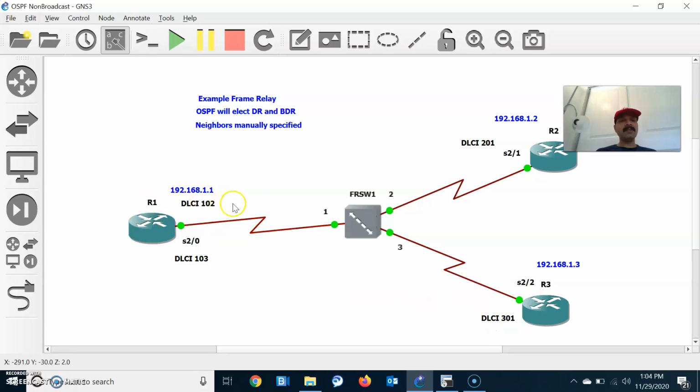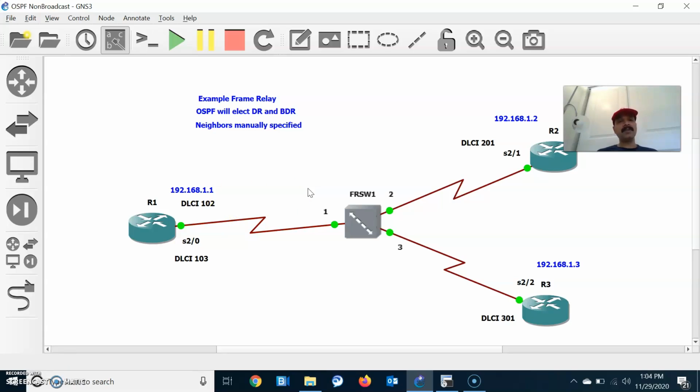So the DLCI is locally significant, and you have to map the DLCI to the IP address. This mapping is done by frame relay inverse ARP, which is enabled by default. That will map the DLCI to the IP address for communication over the frame relay network, right? The DLCI assignment for these virtual circuits is done by LMI, the Local Management Interface. So these are the key points you have to remember.